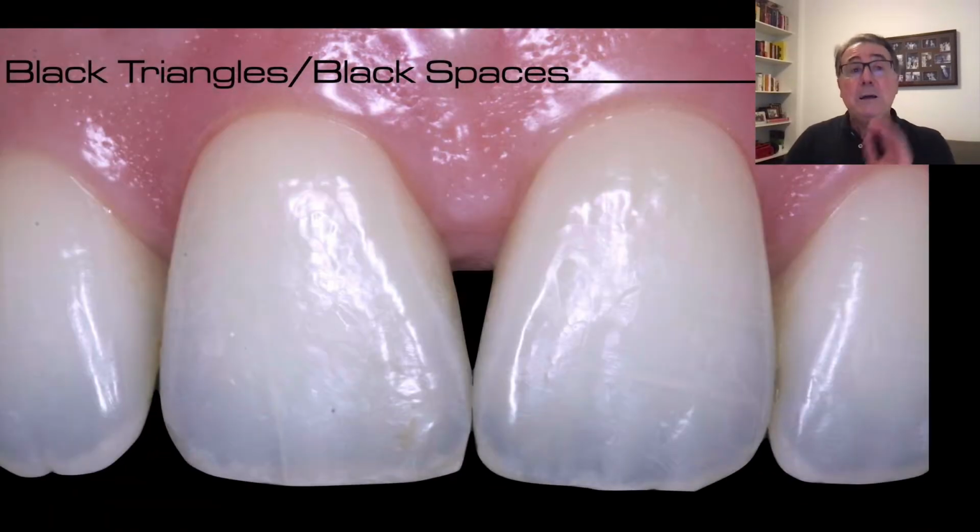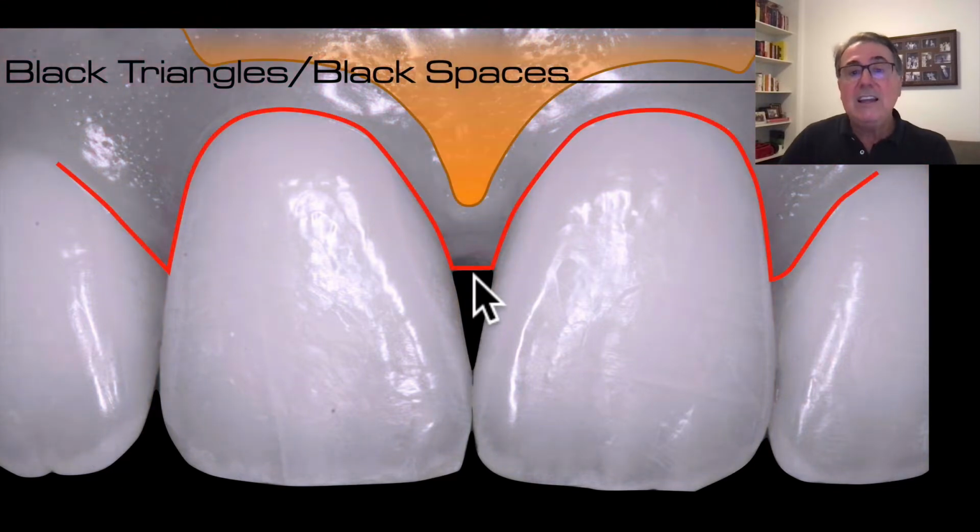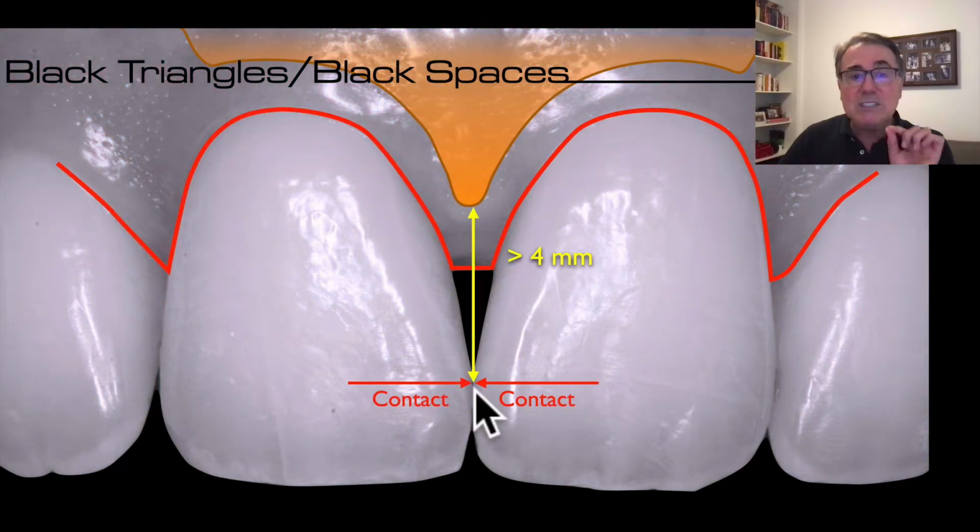Today we're going to be talking about black triangles, black spaces. Black triangles are the space you can find within the gingival embrasure when the distance between the contact point of two adjacent teeth and the bone crest is larger than 4 or 5 millimeters. If you have a large distance like this one between the bone crest and the contact point of those two teeth, the papilla won't be able to fill in this space. Therefore, you're going to have a black triangle, a black space in this area.